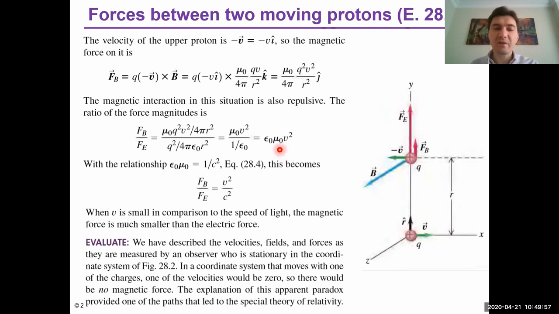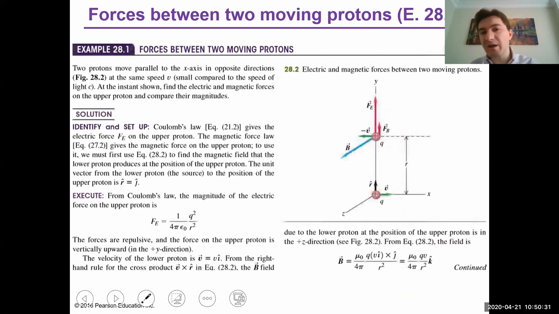Later on, we will see that epsilon zero times mu zero is given by 1/c², where c is the velocity of light. Then just put that relation here instead of that. Then the ratio between magnetic force and electric force is given by V square over c square, where V is the velocity of the protons. So this was a very simple example to understand the magnetic field produced by a moving charge. Here we have a moving charge and it produces a magnetic field on other charges.